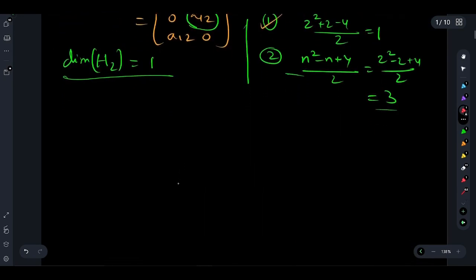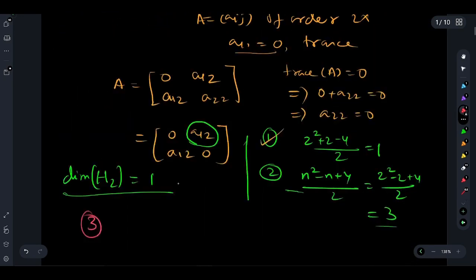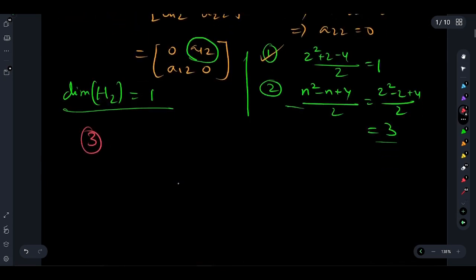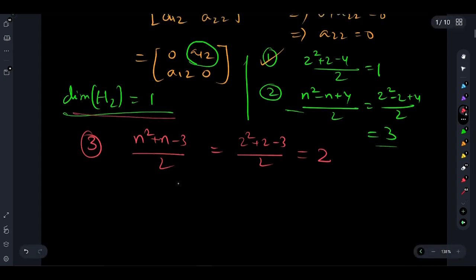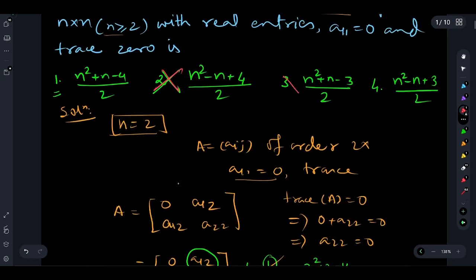Now let's check option 3. For option 3, it is given that n square plus n minus 3 by 2. So in this case, substitute n equals 2 in that expression. So we have 2 square plus 2 minus 3 by 2. So this simplifies to 2, and since the dimension of H2 equals 1, option 3 is not correct.